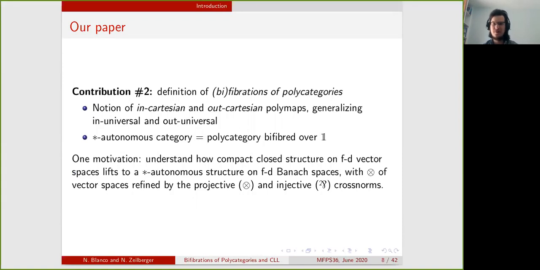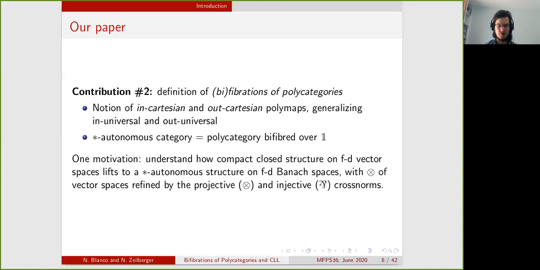After that, we define the notion of fibration of polycategory that extends the notion of fibration of multicategory. So like in the contravariant case for multicategories, in fibration of polycategories, the notion of Cartesian polymap will be parameterized by a specific input or a specific output. And we prove that a polycategory is bifibered over one if and only if it's star representable. And so this gives a correspondence between star-autonomous category and polycategory bifibered over one.